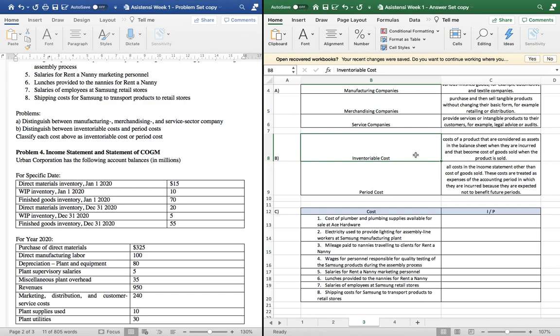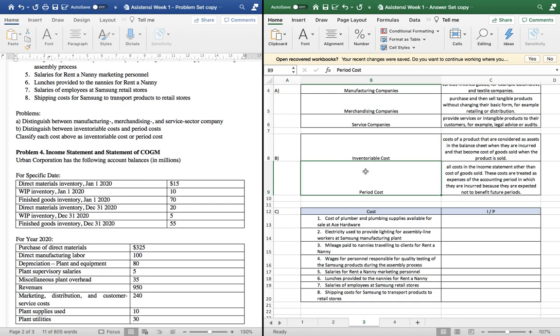And if you want to know more explanation about the inventoriable cost and period cost, please check the first part of the videos. There are also examples of these costs in the video explanation.